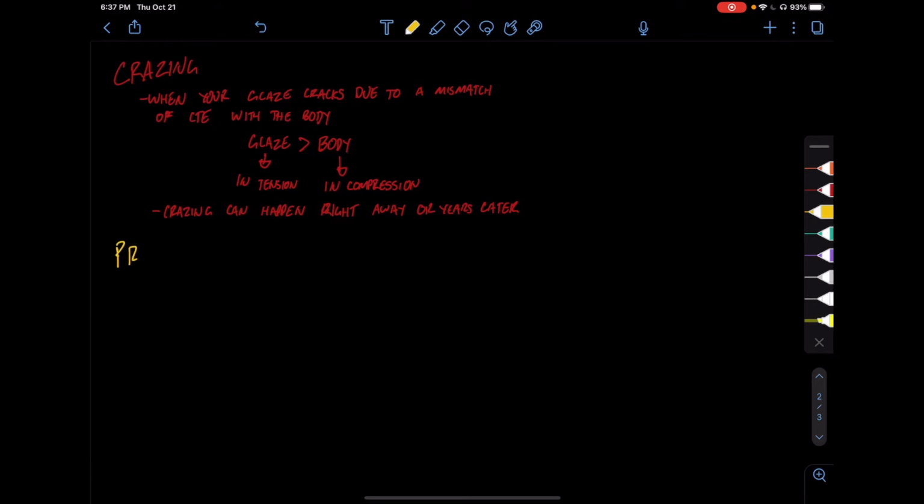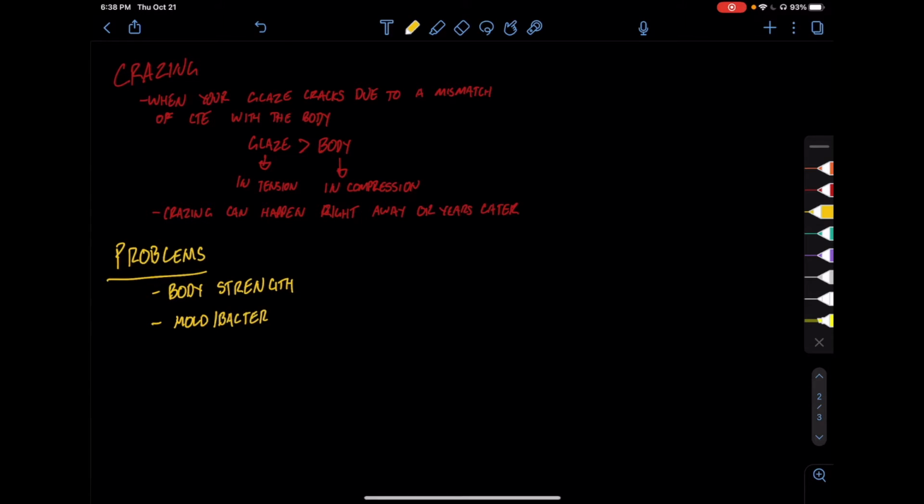So now crazing can cause a few problems here. Two main ones are going to be body strength. It weakens your body and your glaze and your piece as a whole, as well as possible mold, fungus, bacteria growing inside of those cracks. Body strength is going to be a problem that everyone faces. Now, the one that people are most concerned about is not the one that people face the most. And that is mold and bacteria.